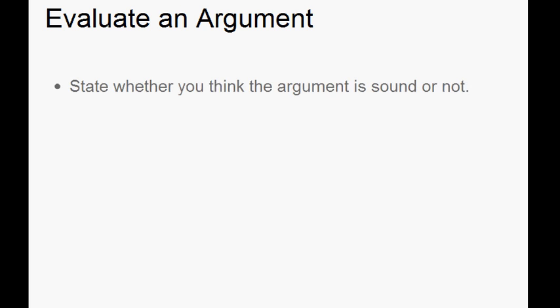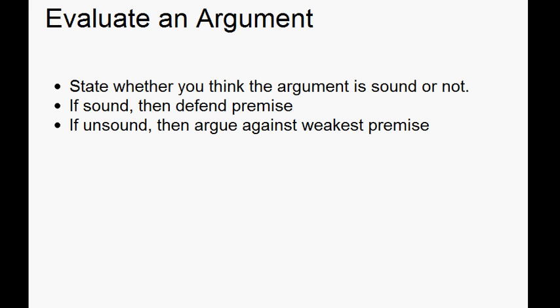Okay, the last thing is to evaluate the argument. Evaluating the argument is where you're going to weigh in and actually take a position on soundness. So state whether you think the argument is sound or not. If you think this argument is sound, it means you think it's valid, you think all the premises are true, you think the conclusion is true, and so what you need to do is consider a possible objection to a premise and defend it. So defend a premise from a possible objection. Alternatively, if you think the argument's unsound, then you're committed to one of the premises being false, and I want you to identify which premise, at least one premise, that you think is false, and give us an argument for why you think it's false. Why should we reject that premise?